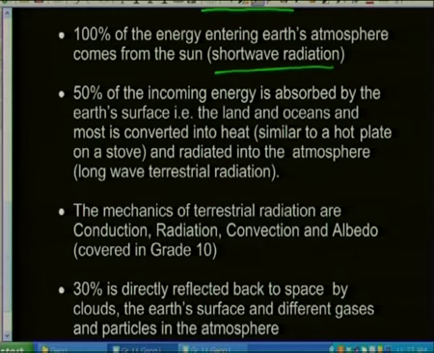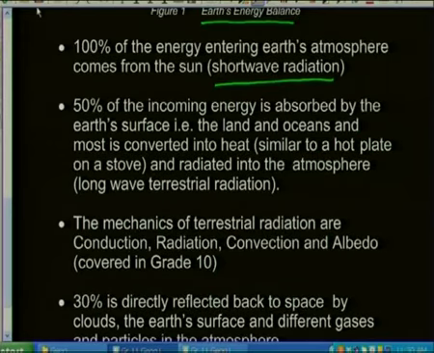If you look at the electromagnetic spectrum, we're talking about all the shortwave energy which sits on the right side of the spectrum, very intense, fast-moving, and high energy. 51% of the incoming energy is absorbed by the Earth's surface. Now, that's very important. All the land and ocean masses convert this into heat. It's similar to a hot plate on a stove while you're cooking. That heat then gets radiated or emitted into the atmosphere as longwave terrestrial radiation.